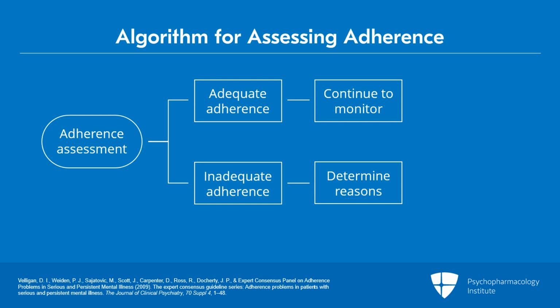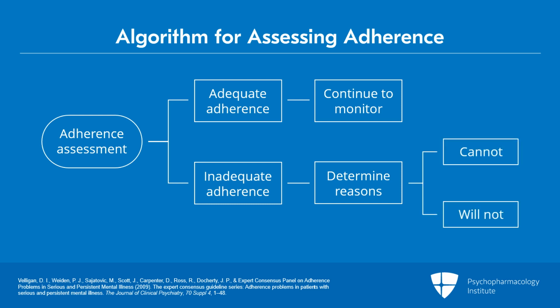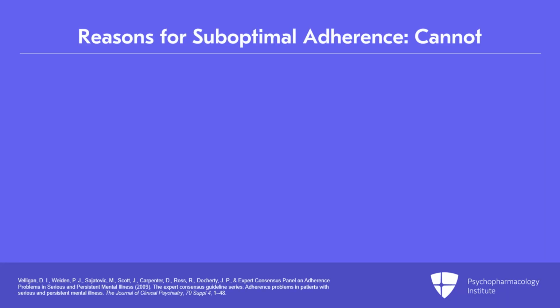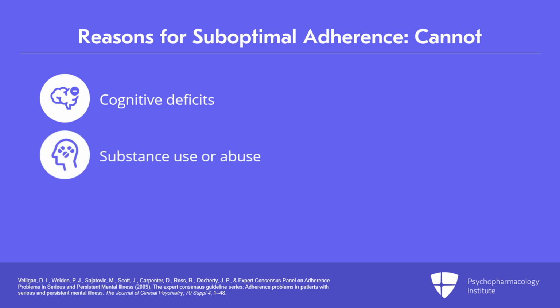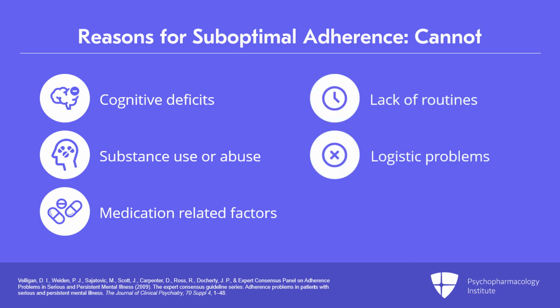So one major way that I think about it is the person can't versus they won't take medication. So for cannot, those categories could be cognitive deficit, substance use or abuse, medication-related factors. They may have tolerability issues. They just might have adverse events or intolerance to medication. Their life may be very chaotic. They may have a lack of routines. There could be logistic problems. Maybe they can't afford their medications. They could have persistent symptoms that might make it tough for them to take medications. Maybe they're paranoid about the drug, for instance.